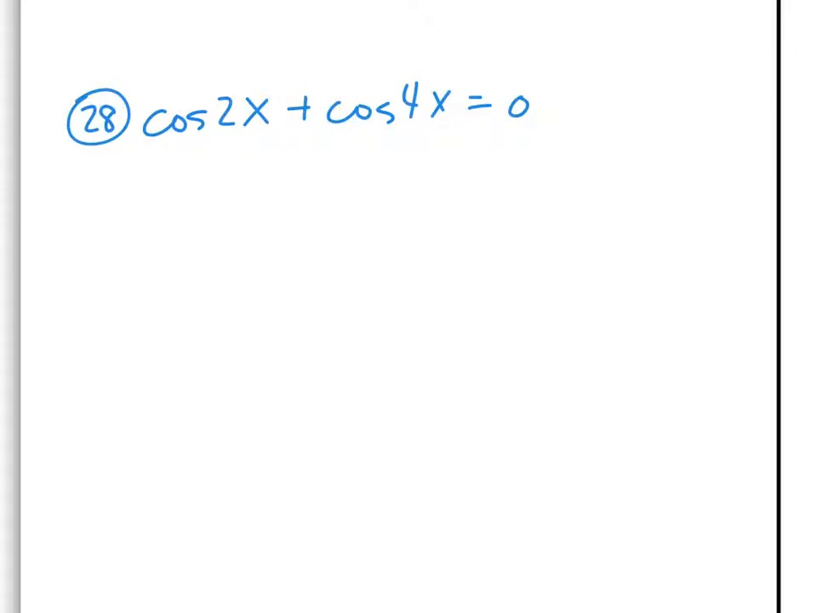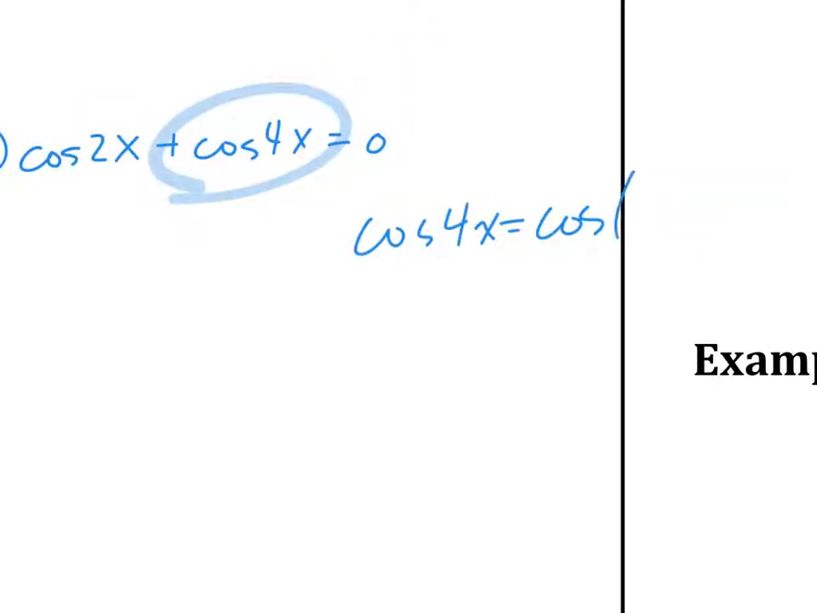All right, so how do we change this cosine 4x into a 2x? 2x plus 2x? No, that's not the correct formula. Someone says cosine 4x is the same as cosine 2 times 2x, right? So double angle formula. What's another way? 2x plus 2x, okay.